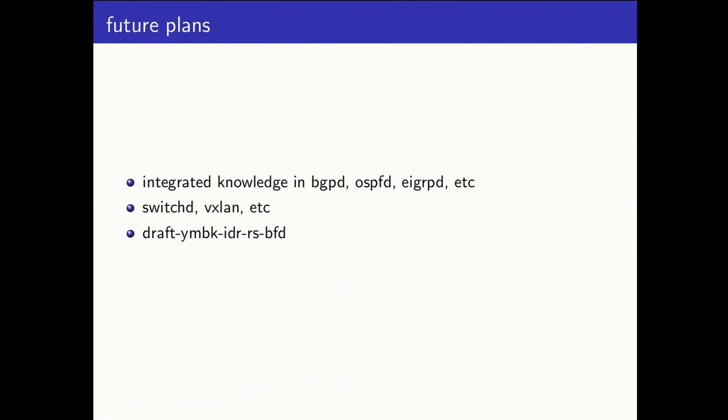We do want to work on adding this knowledge into the various routing daemons so they can make their own intelligent decisions and get them working, so that they can make their own route decisions based on the BFD state. Possibly it integrates into SwitchD and VXLAN, so that those layers understand more about the actual connectivity to the various endpoints that they're trying to talk to. And that way we would know when one of them is up or down.